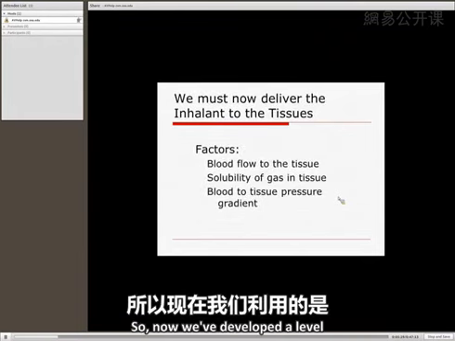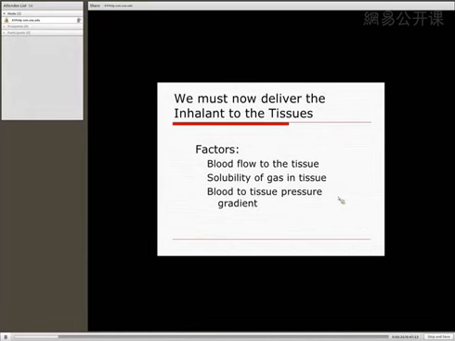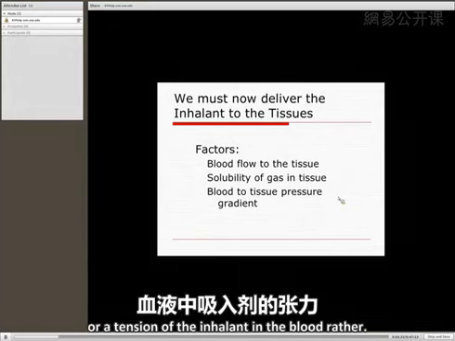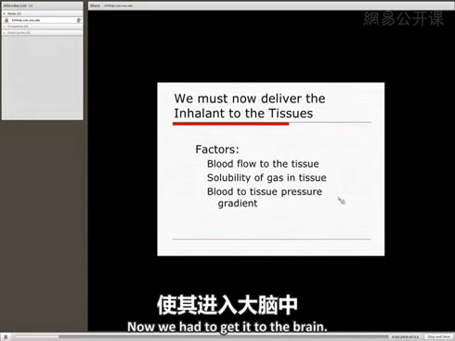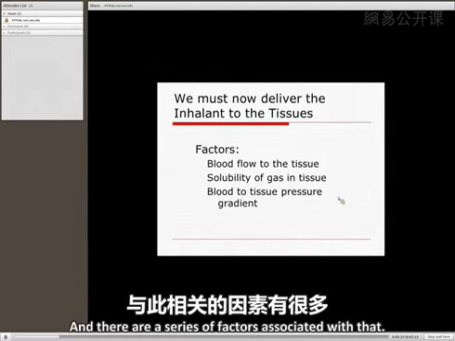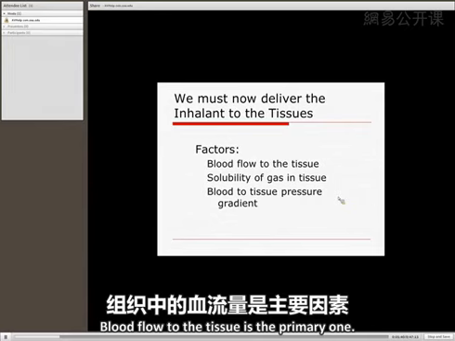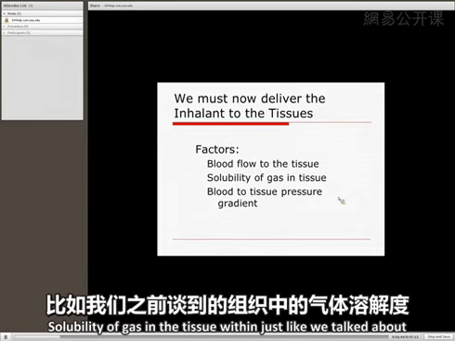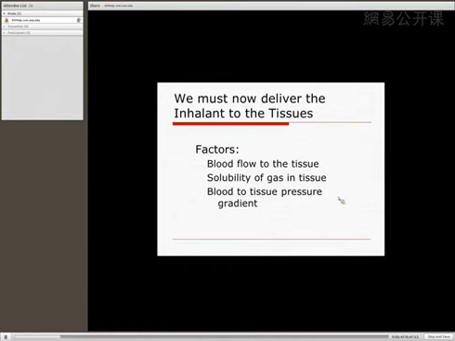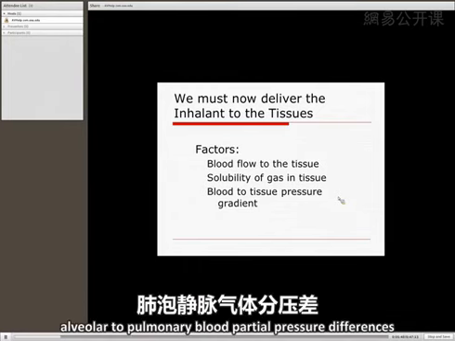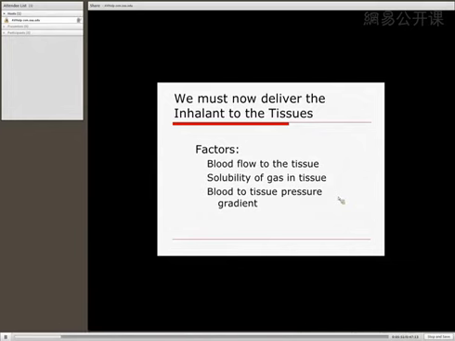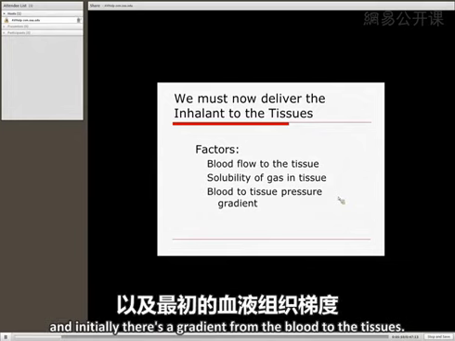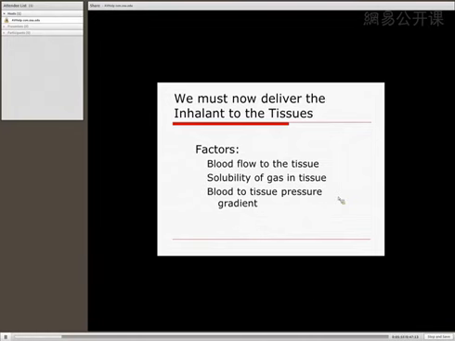So now we've developed a level, or a tension, of the inhalant anesthetic in the blood, rather. Now we have to get it to the brain. And there are a series of factors associated with that. Blood flow to the tissue is a primary one. Solubility of gas in the tissue, and then, just like we talked about, alveolar to pulmonary blood partial pressure differences. Initially, there's a gradient from the blood to the tissues.